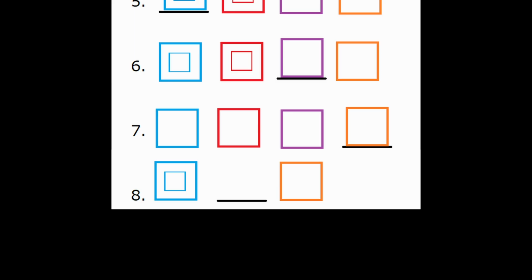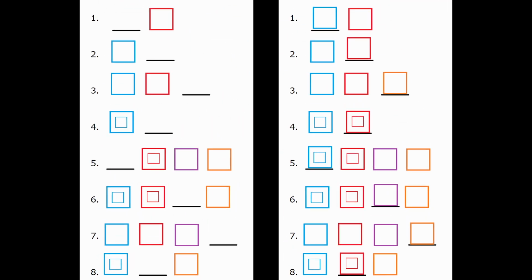And then the last sentence, we do have an orange at the end, but we know that the square before that cannot be a purple because we are missing our red. So we have double blue, then double red in that blank. And that wraps up our grammar exercise, and all these sentences are now grammatically correct.